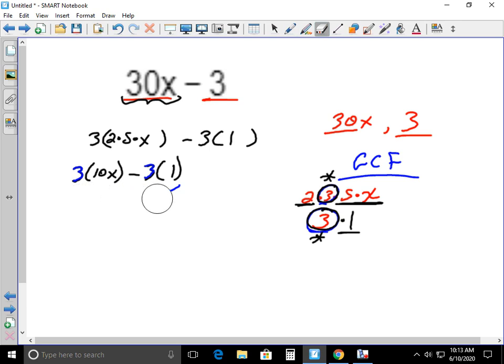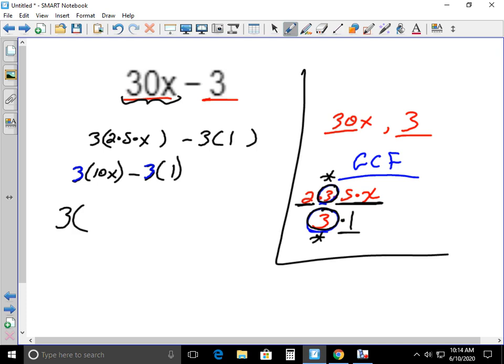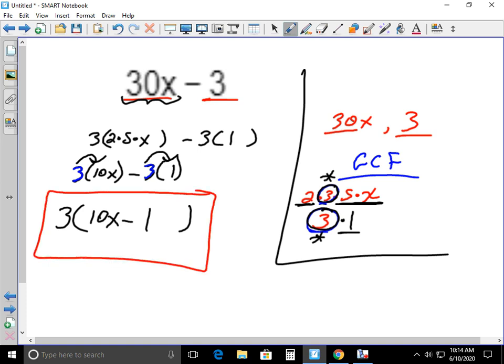So now that we have expressed both terms by their common factor, we want to pull out what they have in common. We're going to reverse distribute. We're going to put their common factor in the front, and then list what's left. That first term is 3 times what? It's 3 times 10x. That next term is 3 times what? It's 3 times 1.